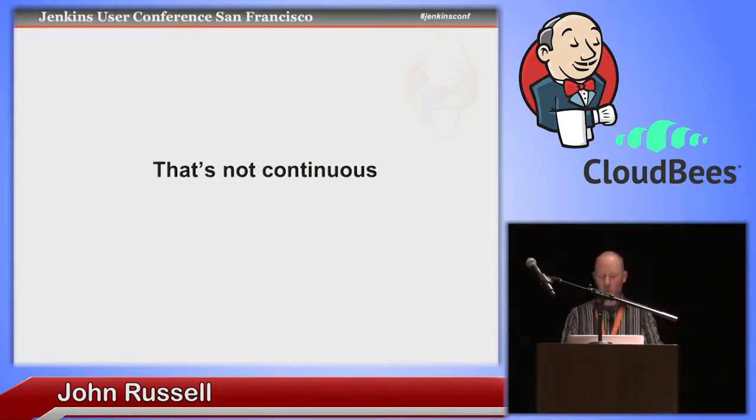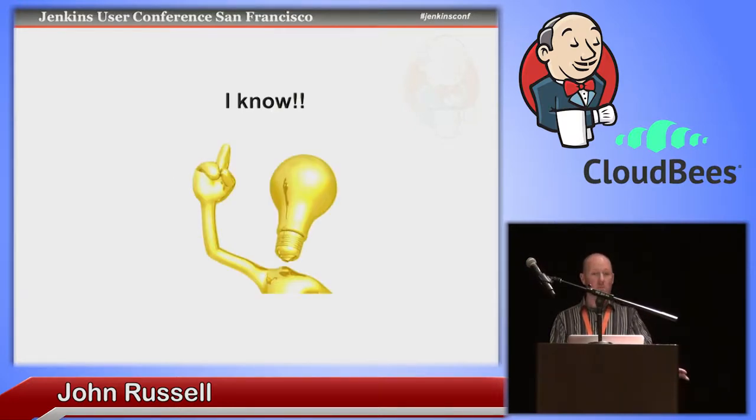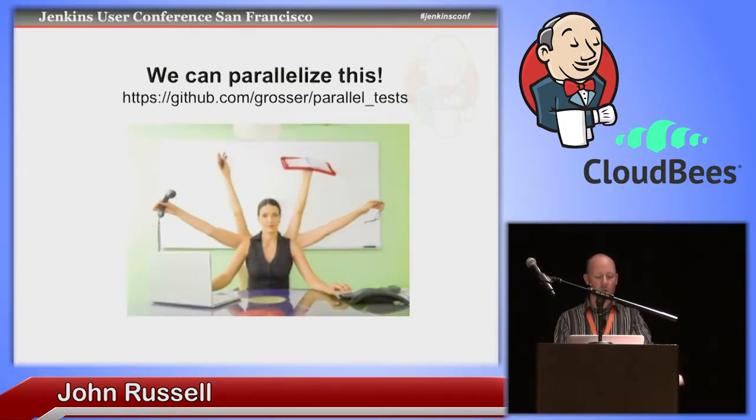That's not continuous. You can run your own unit tests, the individual ones, but then you don't get the full strength of a full suite of tests. You don't know if you broke things in other areas. It's very difficult to do. So what can we do about this? Of course, we are going to try to parallelize this. That's what you do with this sort of thing.